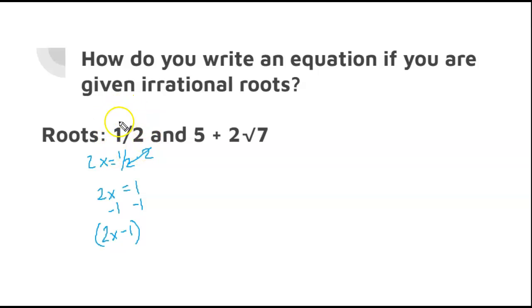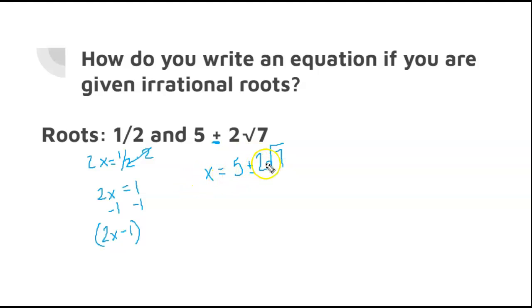So it's a rational number. It has a linear root. This has a square root in it. It's an irrational number. This isn't just plus 2 square root of 7. It's plus or minus 2 square root of 7. We don't get a square root without a plus or minus in front of it. So it is a pair. It has to be both of them. So x is equal to 5 plus or minus 2 square root of 7.